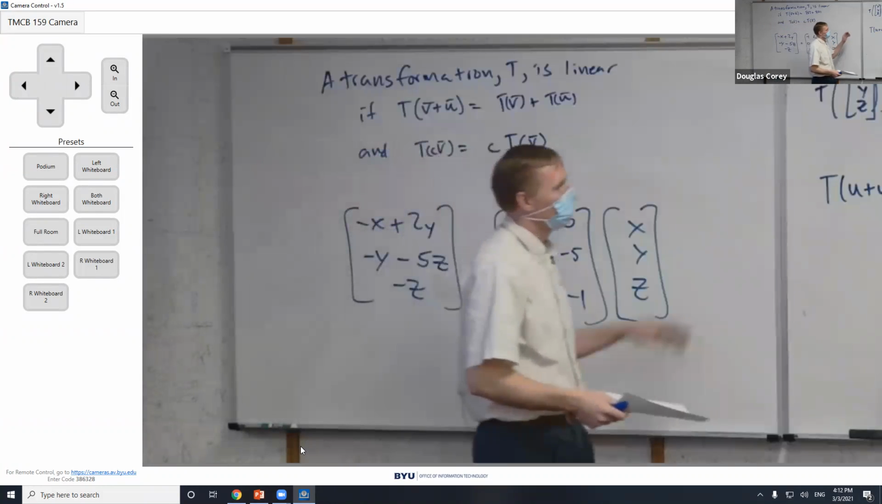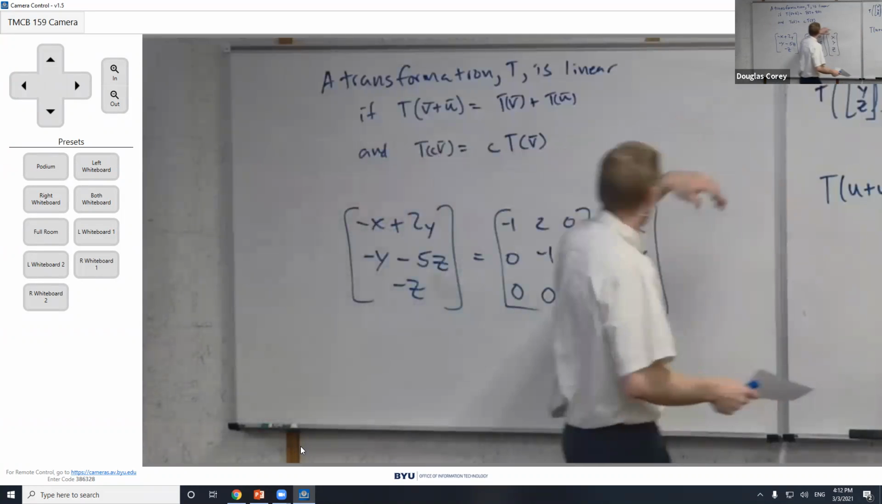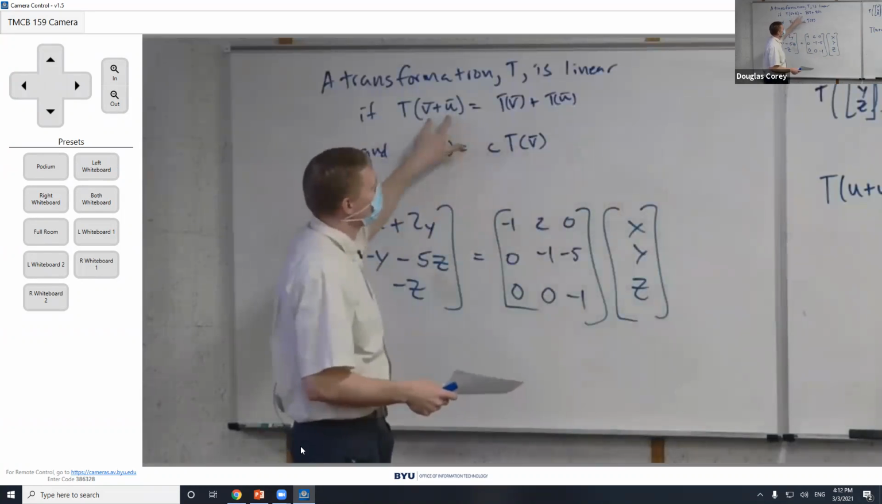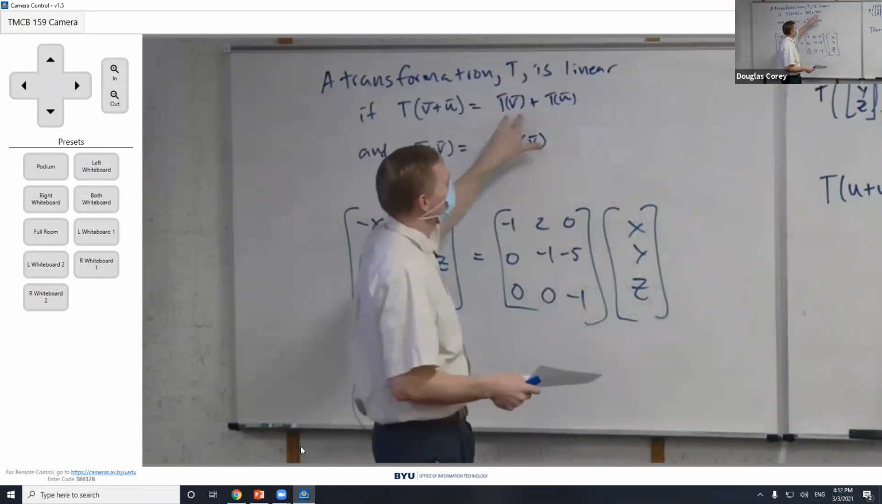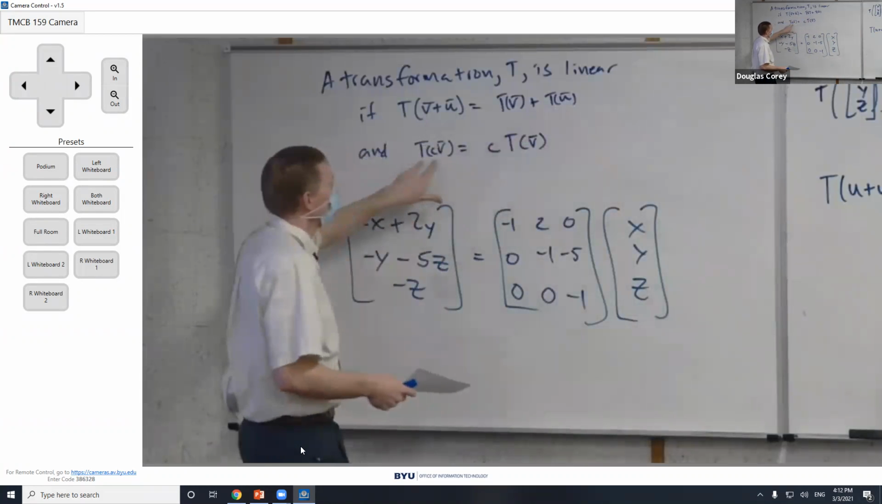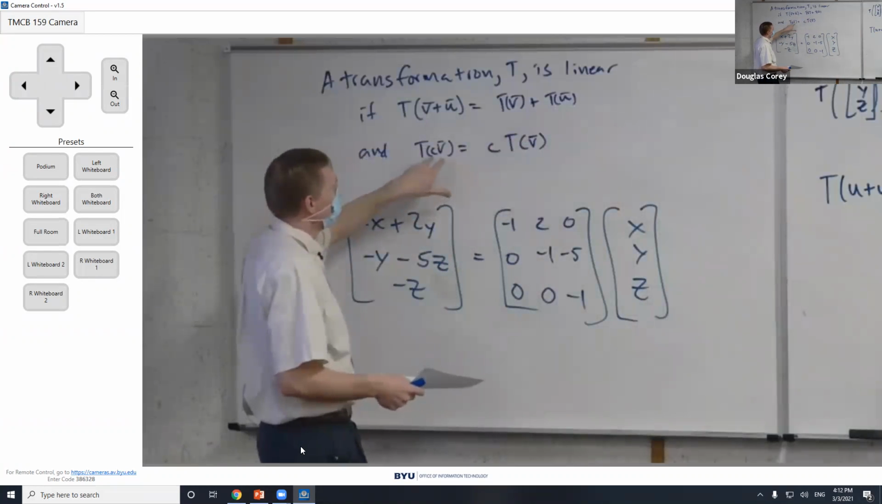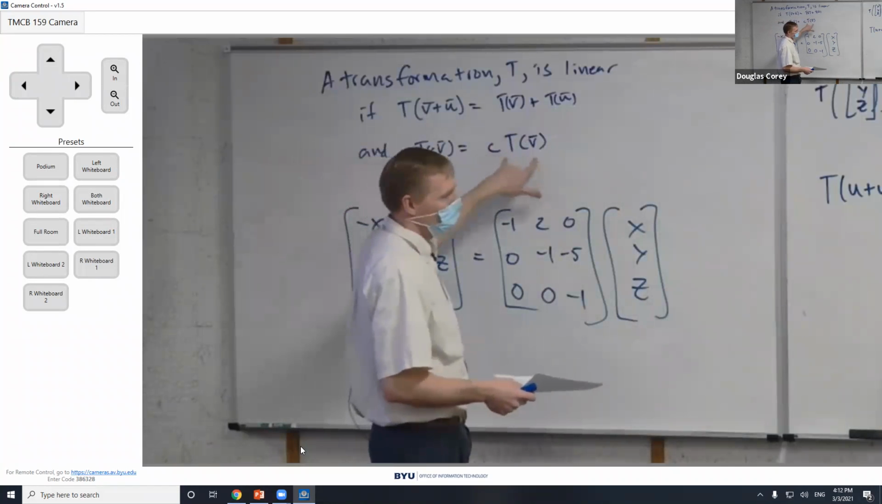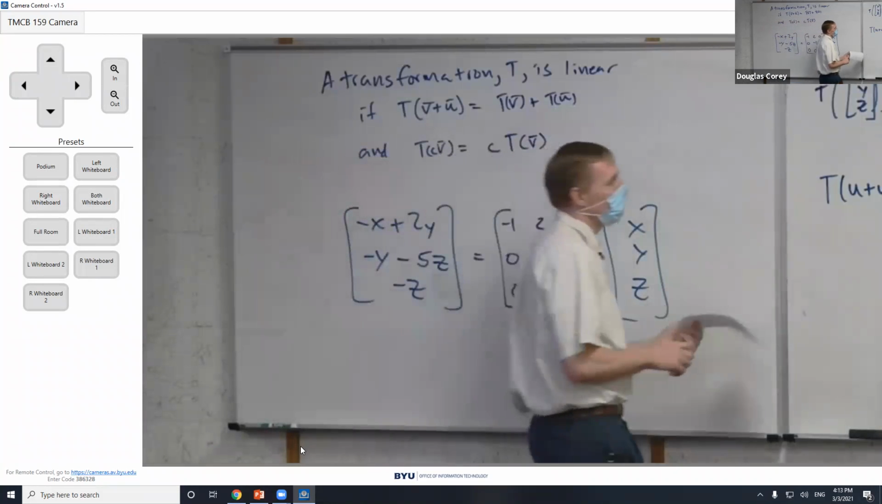That's good. But to show that it's a linear transformation, we have to show that T of the sum of any two vectors is the same as the transformation of the first vector plus the transformation of the second vector. And we also have to show the transformation of a scalar multiple of that vector is the same as the scalar multiple of the transformation of the vector. So this is the start of number 1.